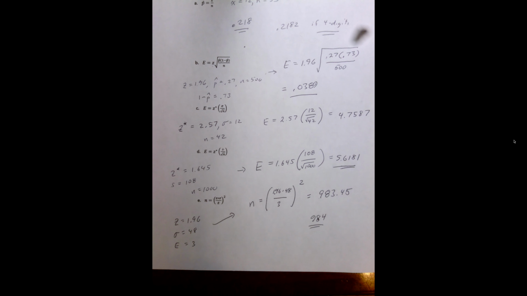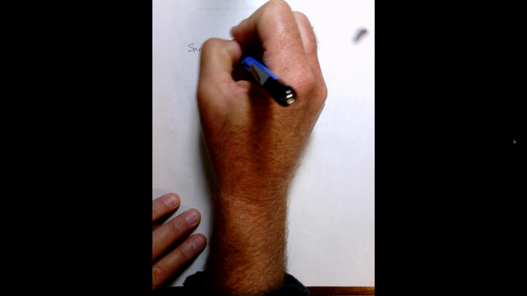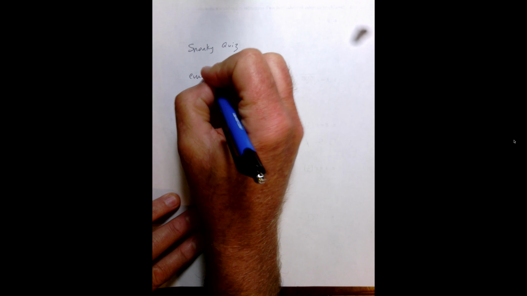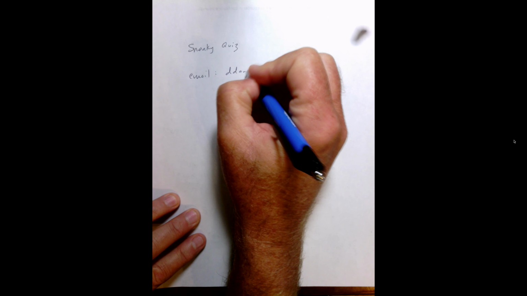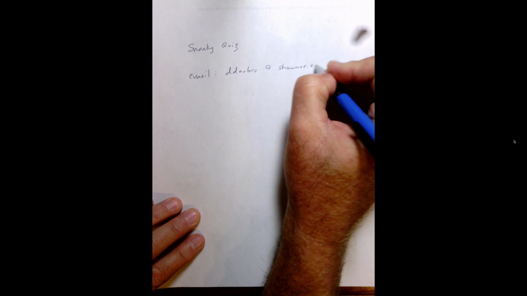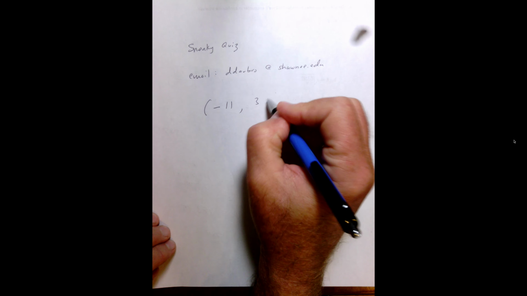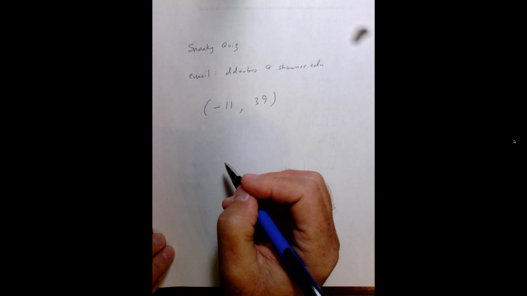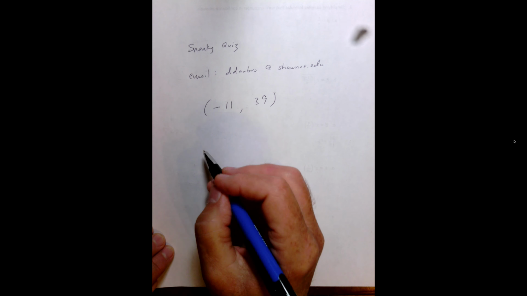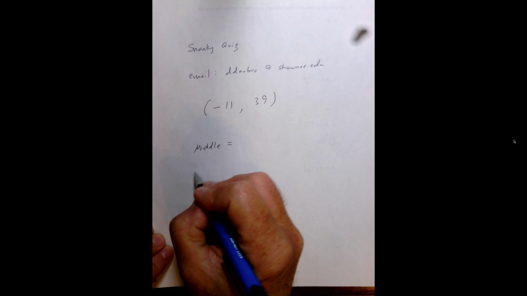All right, let's see who's with me. Sneaky quiz. Email to Dr. Darborough. Shouldn't even give you this because you should know this by now. So we've got an interval, negative 11 to 39. If you email me the answer, I want the middle and I want the distance.